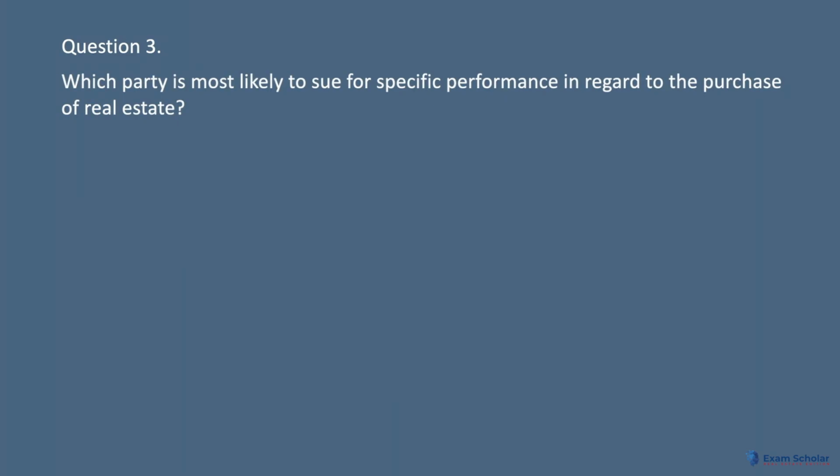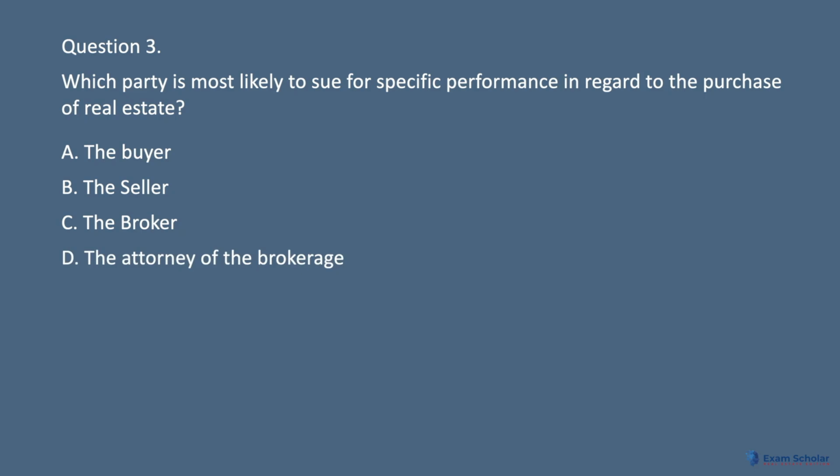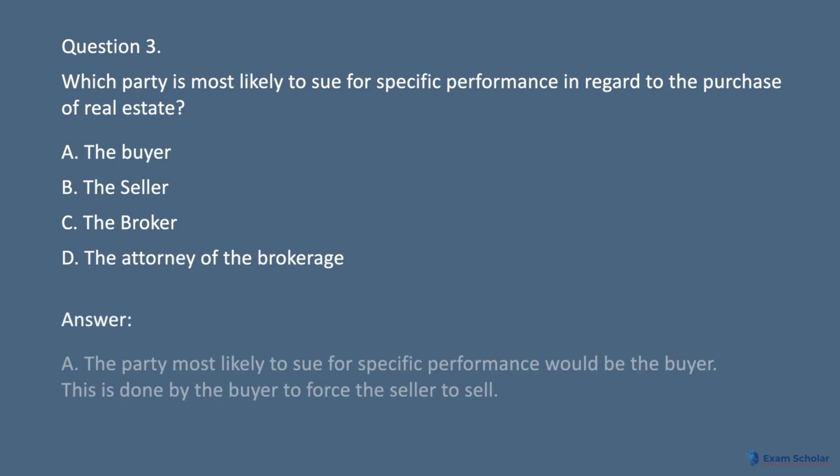Question 3. Which party is most likely to sue for specific performance in regard to the purchase of real estate? A. The buyer. B. The seller. C. The broker. D. The attorney of the brokerage. Answer. A. The party most likely to sue for specific performance would be the buyer. This is done by the buyer to force the seller to sell.